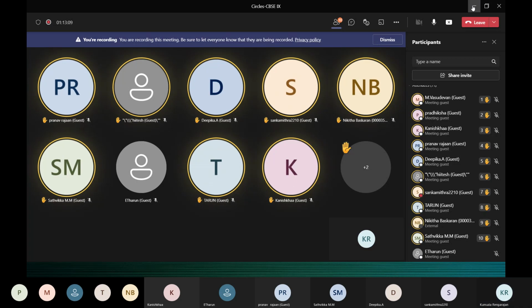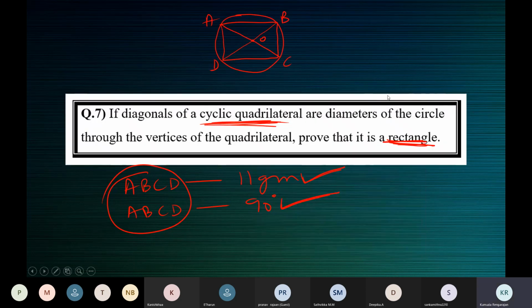So children, you're all there at your desk. Please answer this question. Is OB the radius? Yes. And what about OD? OD is also the radius, right? Yes. So OB is equal to OD because they are radii of the same circle. That means the diagonals are cut into two equal halves. That means they bisect each other. If the diagonals bisect each other, the quadrilateral is a parallelogram.